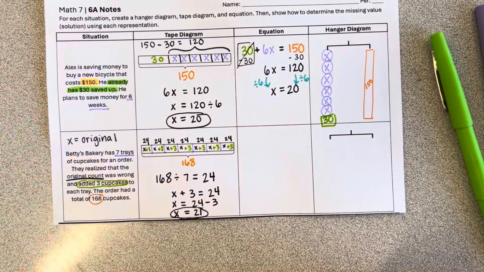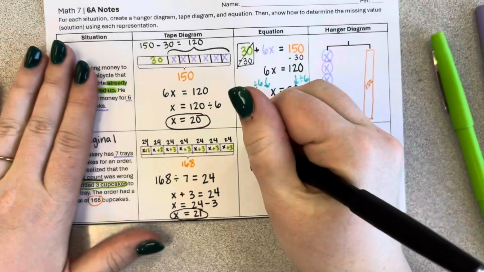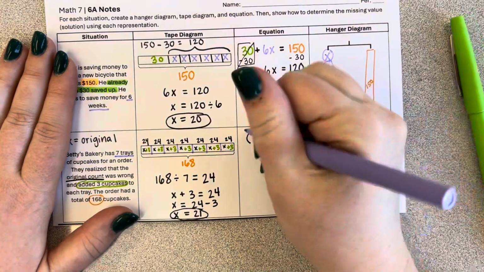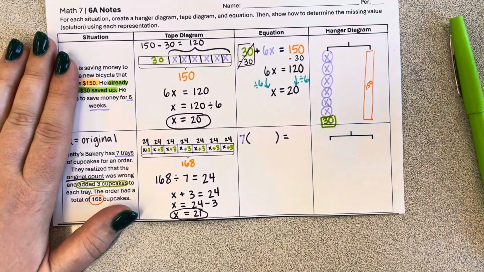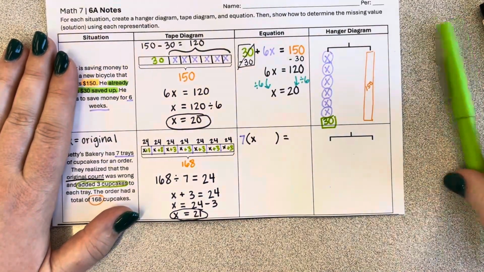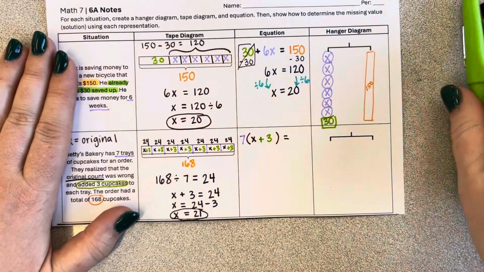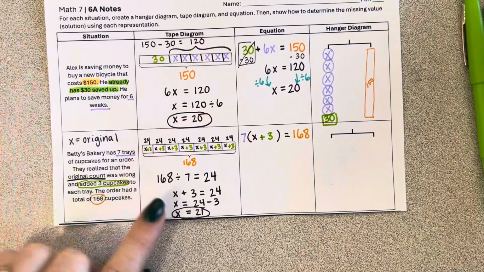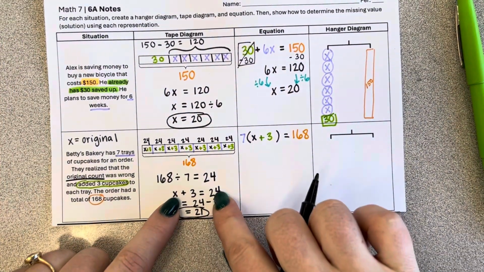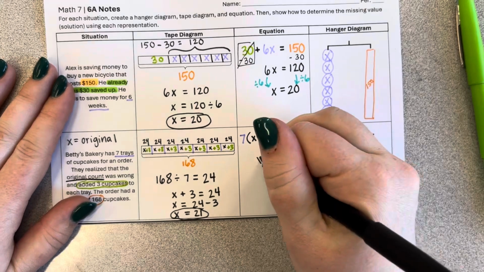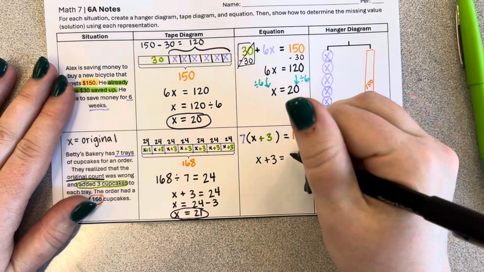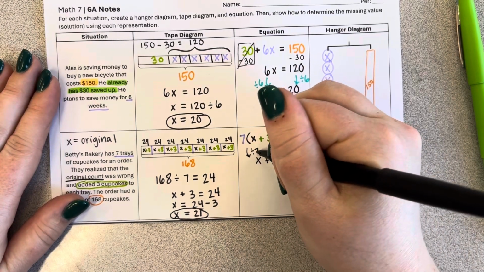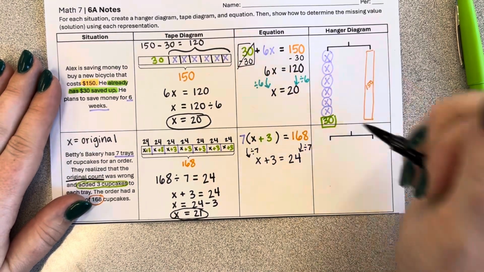In an equation, I would show that I have groups, which we've been using parentheses to show what our groups are. In this problem, we had 7 groups, or 7 trays of X, and then we added 3 to each of them, and that total, or what we had all together, was 168. So the step that helped me figure this out was that X plus 3, or every X plus 3, was equal to 24. And we got there by dividing both sides by 7.